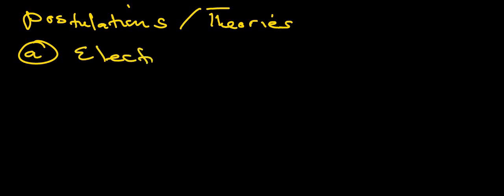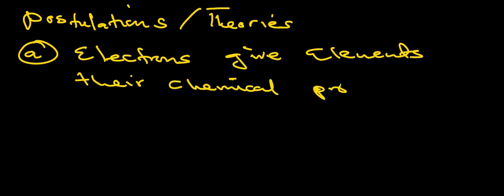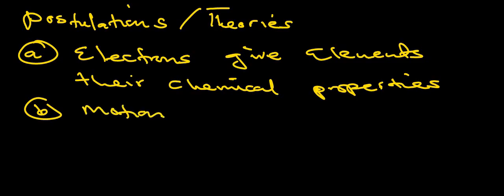So the first thing that they came up with is that electrons give elements their chemical properties. And of course, we discussed that these are always in random motion. These are always moving. So there is always motion of electrons.